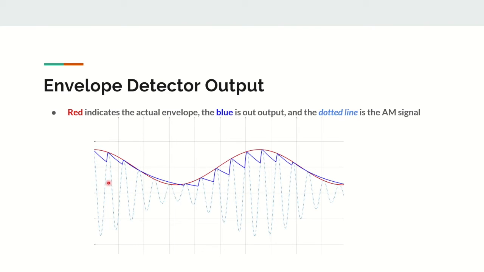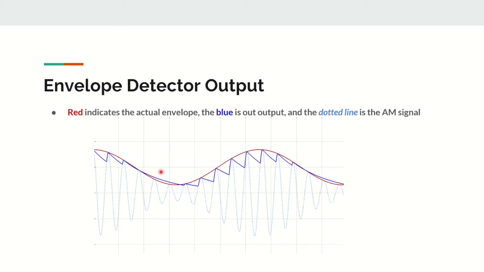So as you can see here, or as you might be able to infer from our circuit, on the rising edges, our circuit will closely follow what the modulated signal is outputting. But then on the falling edges, the capacitor will discharge slowly, exponentially, and it will fill in the gaps until the next peak.